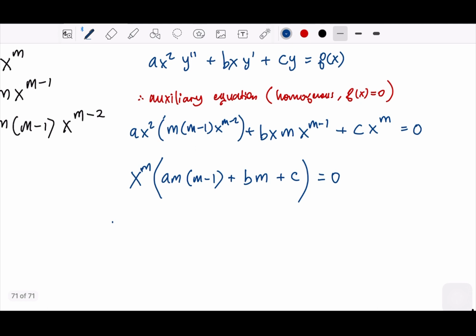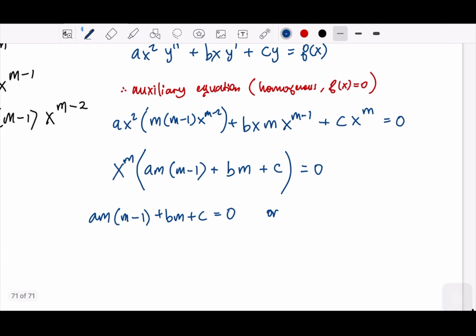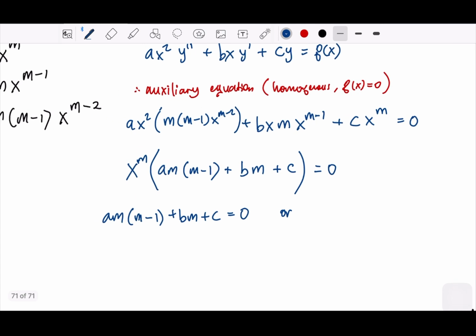So this will be our auxiliary equation, or if you want to take the expansion, we take the a m squared plus (b minus a) m plus c. Either one is still okay.